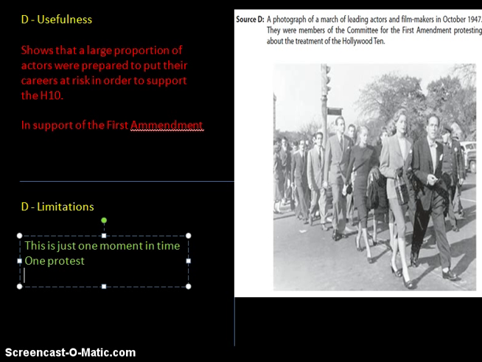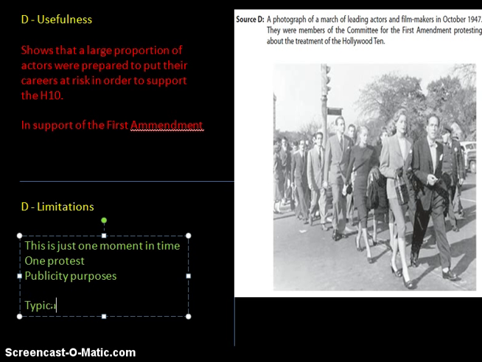And the other reason that it could be fairly limited is that it could have been taken for publicity purposes. Remember, these people are involved in media, and it could be staged and being taken to publicise what they were hoping to achieve. And you know, some keywords that you want to get into your answer are really how typical this scene is, and how representative it is. They would be 2 nice words that you could include.